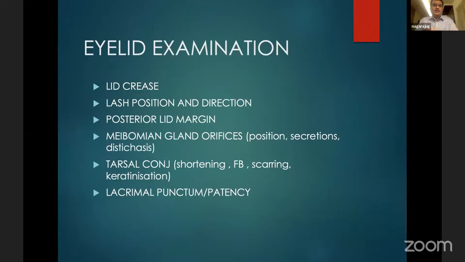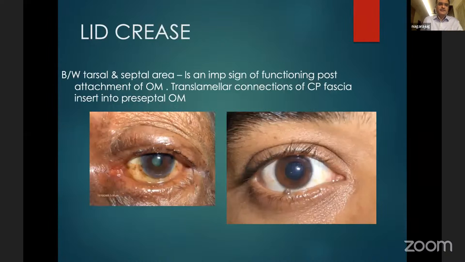In all cases, you try to identify the position of the lid crease, the lash position and direction, the posterior lid margin, the meibomian glands, the tarsal conjunctiva, and the patency of the lacrimal excretory apparatus. All these things you have to look for. The lid crease, which is between the tarsal and the septal area, is an important sign of functioning posterior attachment of the orbicularis muscle. Translamellar connections of the capsulopalpebral fascia insert into the preseptal orbicularis muscle.